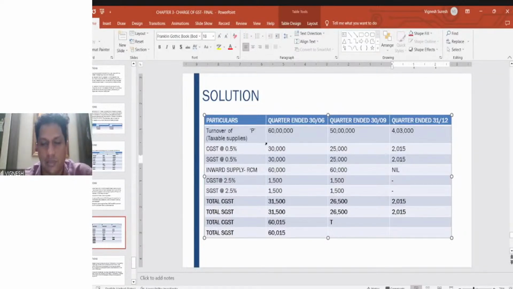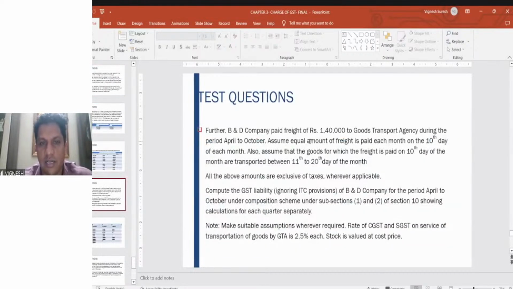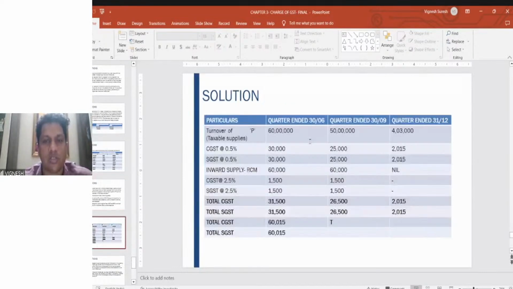Then, apart from that, if you see, RCM also is very much applicable here. Now, here he says that RCM is paid on the 10th day of each month. So, therefore, from April onwards, it has been paid: April, May, June, July, August, September, October. For 7 months, he has also paid tax on the inward supplies under RCM. So, in this particular situation, on the inward supply, for 7 months he has paid a total of 1,40,000. Okay, 1,40,000 he has paid for the total of 7 months.